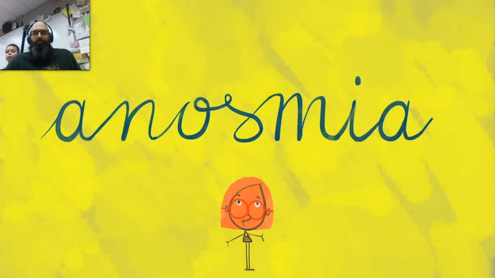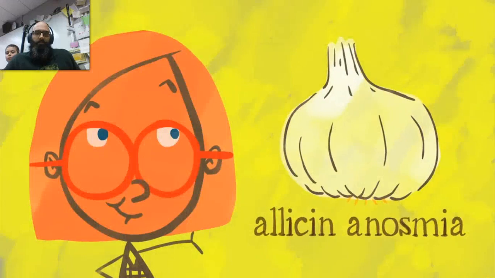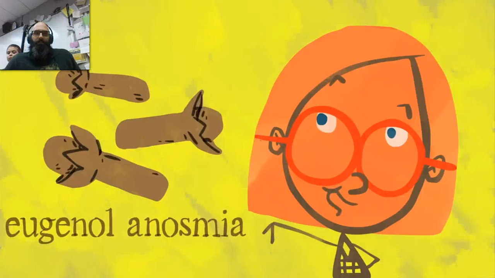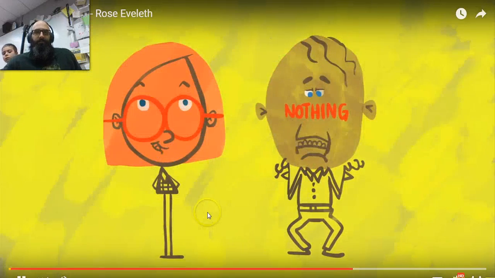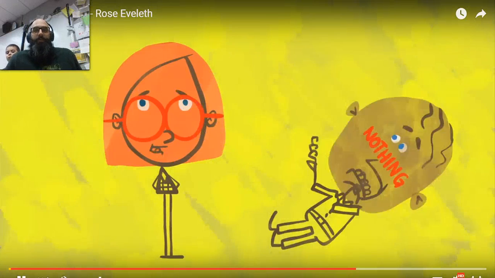The inability to smell a scent is called anosmia, and there are about 100 known examples. People with allicin anosmia can't smell garlic. Those with eugenol anosmia can't smell cloves. And some people can't smell anything. So I would imagine that anosmia actually affects certain numbers of neurons that are directly correlated to that specific kind of smell. But can you imagine living your entire life without any kind of smell whatsoever?